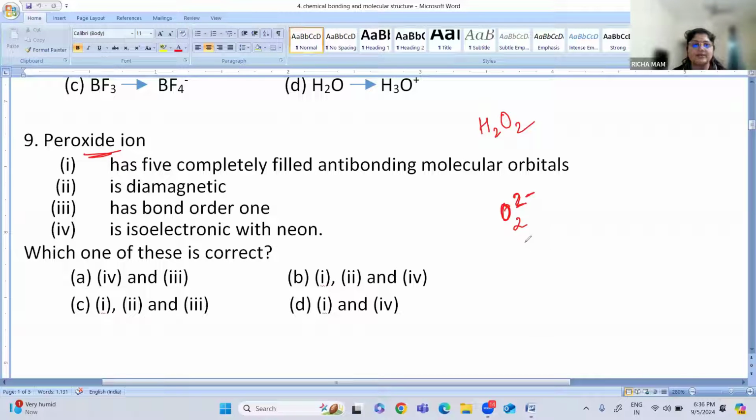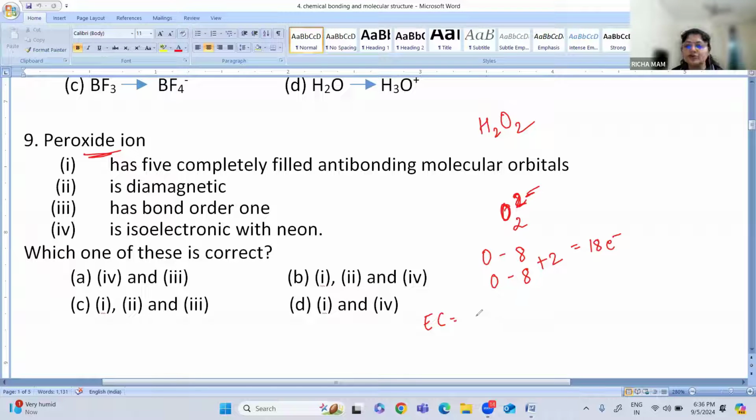So O2 2 minus. The total number of electrons in each oxygen is 8. 8 plus 8 is 16 plus 2. 2 minus means 2 extra electrons. So 16, 17, 18. So 18 electrons. Let us fill up the electronic configuration in molecular orbitals.